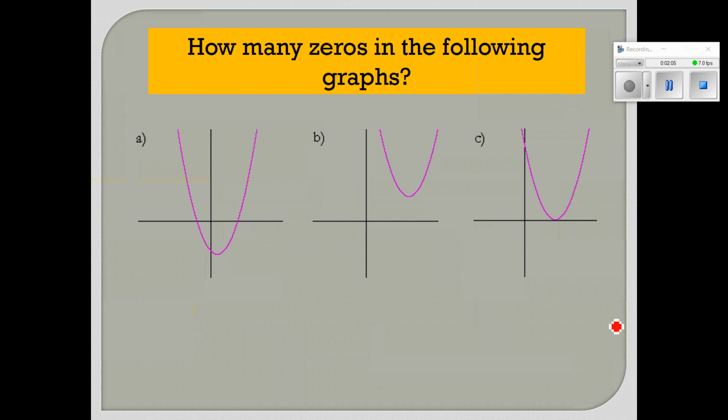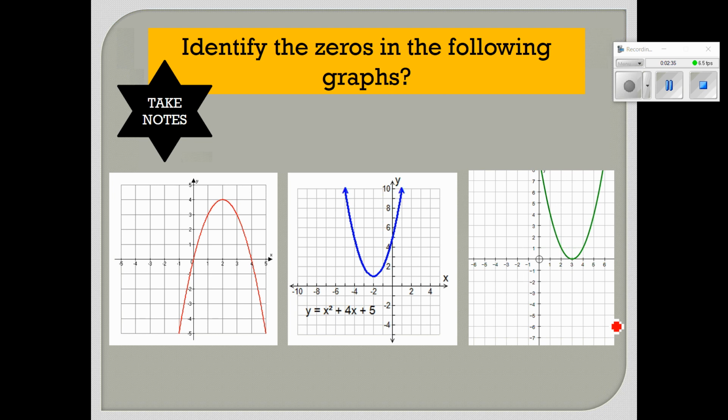So to practice that, let's look at graph A right here. How many zeros, when it asks that question, how many places would the ordered pair be 0 for the y? In other words, where does it cross the x-axis how many times? There are 2 zeros in that one. B, you will notice that there are 0 because it never touches the x-axis. How many zeros are there in C? There is only 1. So you should be able to tell us how many zeros there are in a quadratic equation. And all that means is how many times does it cross or touch the x-axis.